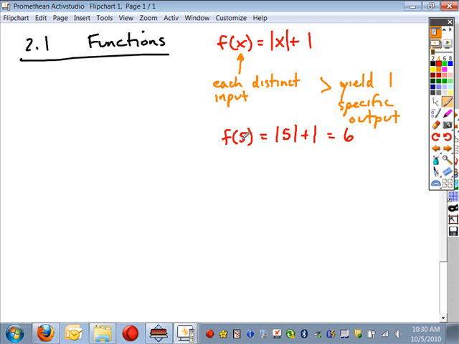Any distinct input yields one specific output. It's not like you'll plug in a 5 and then one time you might get a -7, another time you might get a 6. Now, that doesn't mean that, let's say I plug in a -5 here. If I plugged in a -5, what would my output still be? It's still 6. So the outputs can be the same. And so you can have the same outputs for different inputs, but you can't have the same input with different outputs. Right, Lauren, did you have a question?